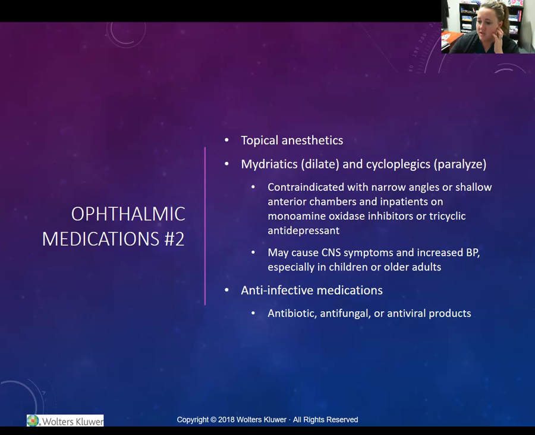These affect the central nervous system and can increase blood pressure, cause tachycardia, dizziness, confusion, and disorientation, and they're going to be contraindicated in patients taking MAOIs and tricyclic antidepressants. If the patient has a history of high blood pressure, then we want to let the physician know and monitor the blood pressure really closely when we're giving these. Anti-infectives, so antibiotics, antifungals, antivirals, like we would maybe use for herpes or cytomegalovirus, have similar side effects and adverse reactions as our oral agents.